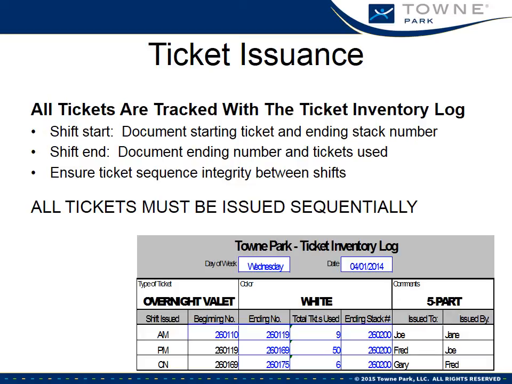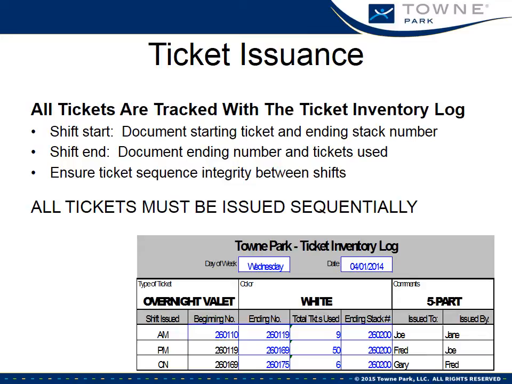Overnight revenue control starts with ticket accountability. As with all valet activity, we track our tickets with the ticket inventory log. At the beginning of every shift, the departing GSE or cashier will assign the overnight tickets to the incoming GSE. The incoming GSE will list the beginning ticket number and the ending stack number on the ticket log. The beginning ticket number is the next available ticket for use, and the ending stack number is the last ticket in the current ticket book.